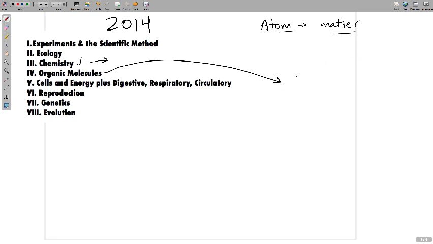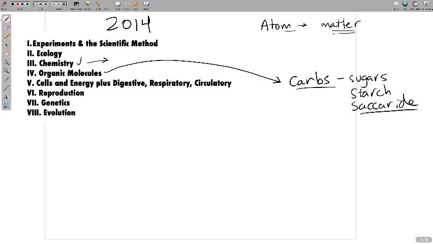Organic molecules are the 4 types of molecules we find in life. You have your carbs. Remember, your carbs are for energy, and it's your sugars and starches. Also know the word saccharide. Remember we had disaccharide. Ooh, I spelled that wrong, sorry. Saccharide. These are disaccharides, polysaccharides, anything like that is a carb. Your lipids are your fats and your waxes. Proteins are your other organic molecules.